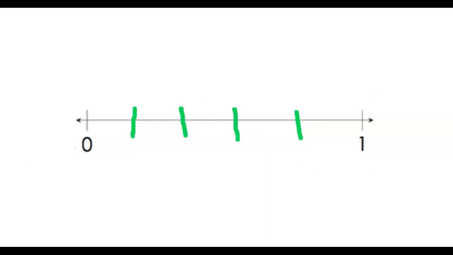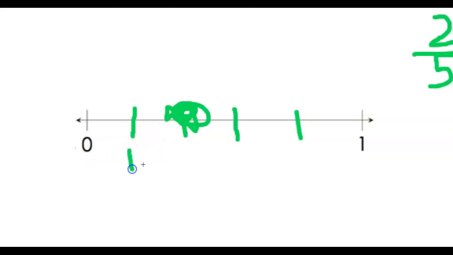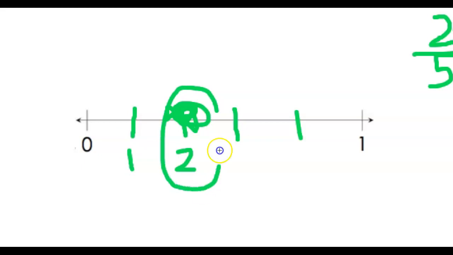Do you remember what the numerator of a fraction is? What does it tell us? Well, if my fraction is 2/5, if my numerator is 2, remember the numerator tells us the part we're thinking of. So 2/5 on this number line would be right about here. 0, 1, 2, right here. 2/5.